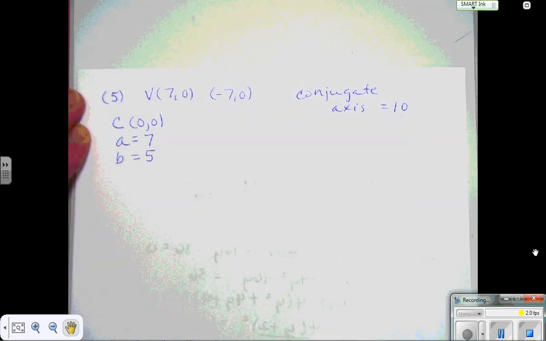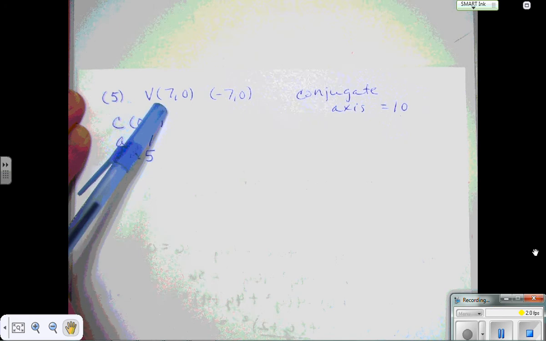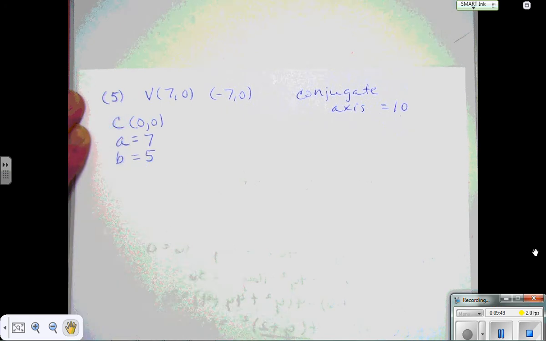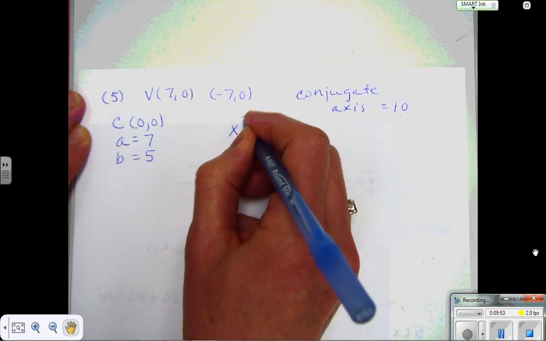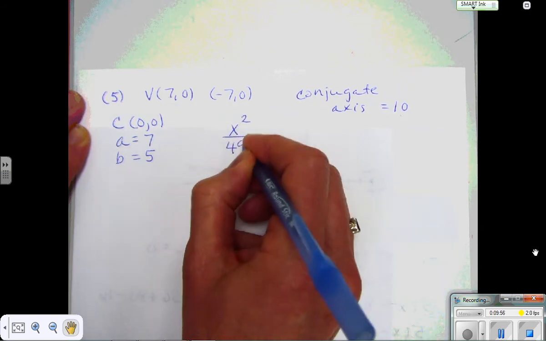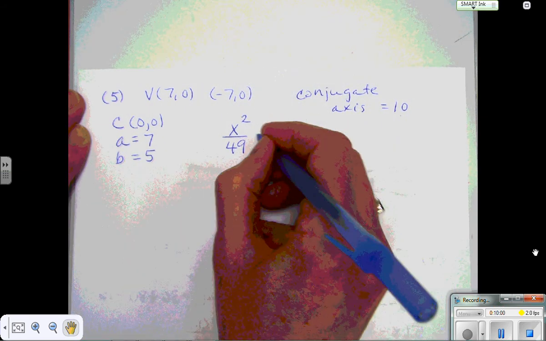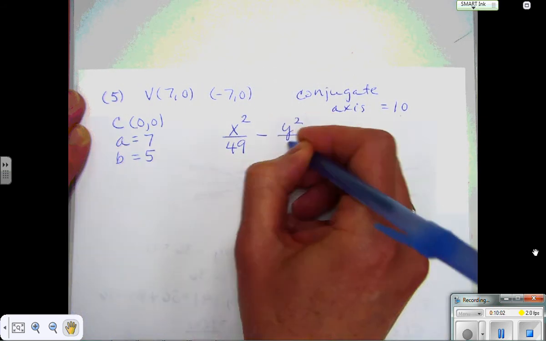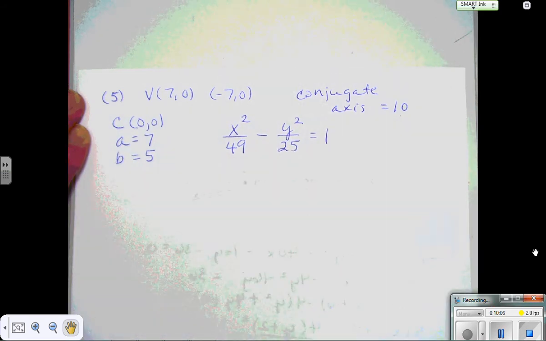And now I have everything I need to write the equation. Since your x value is the one that's changing on your vertices, that means it's going to be horizontal. So my x value is the one that's going to be positive, and a squared is going to go with the positive value. Okay, so x squared over 49 minus y squared over 25 equals 1. And that's your equation. Okay, I want to do one more and then we'll be good to go.